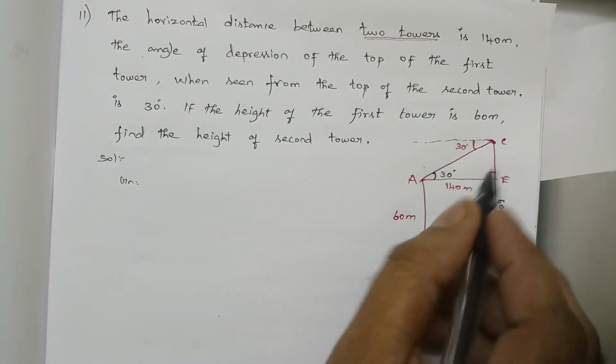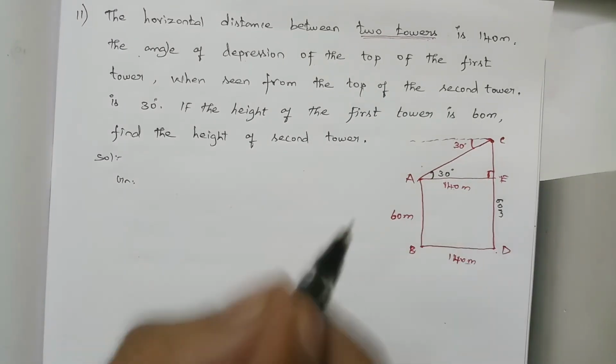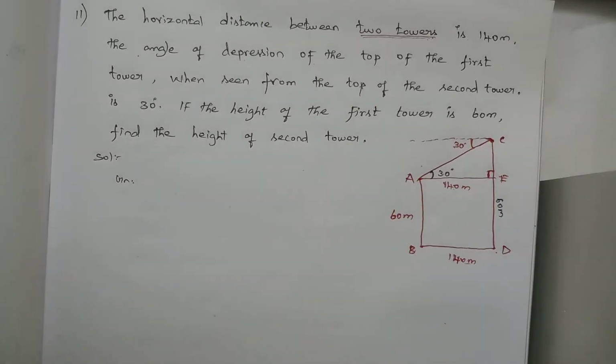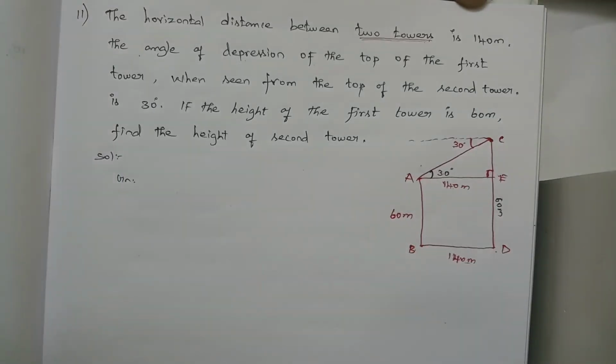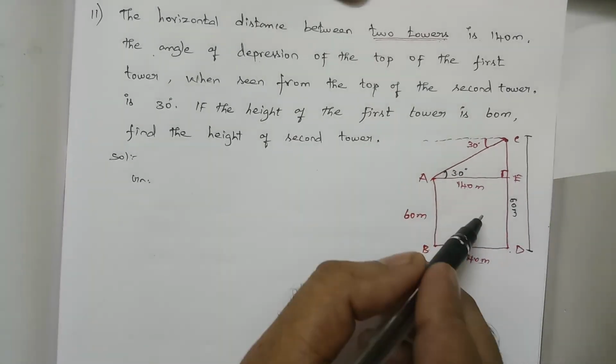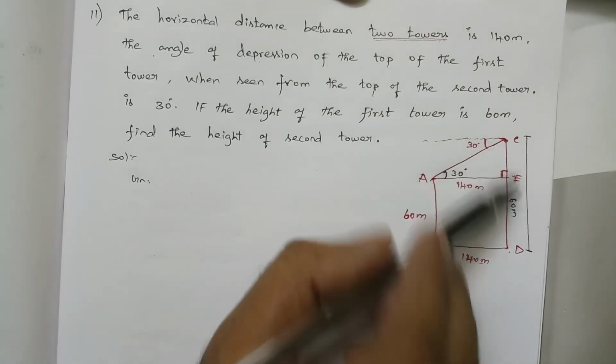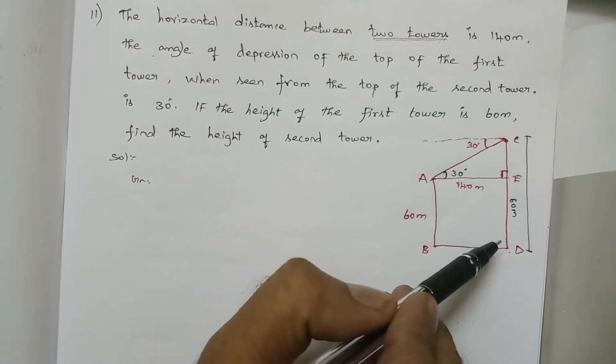So with the help of this, we can find whatever it may be. What do we want to find? We want to find the height of the second tower. The height of the second tower is nothing but CD.